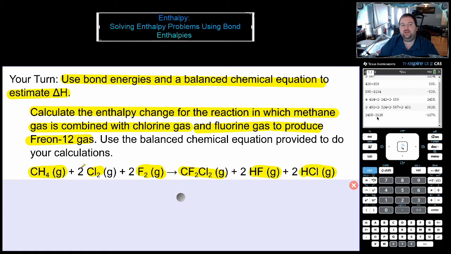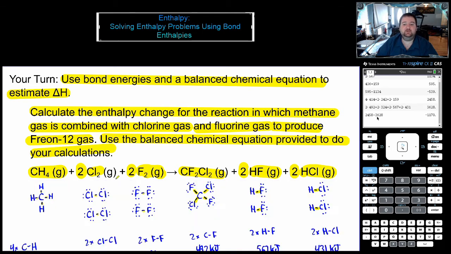So one thing that you should be doing, especially on level 4 questions, is making sure that it is balanced. In this case, I'm providing a balanced equation for you. And so what I want you to try is to use this balanced equation in order to do your calculations to find delta H. Go ahead and give this a shot and come back when you think you have the solution. See you soon. Okay, welcome back. Let's take a look at the solution.